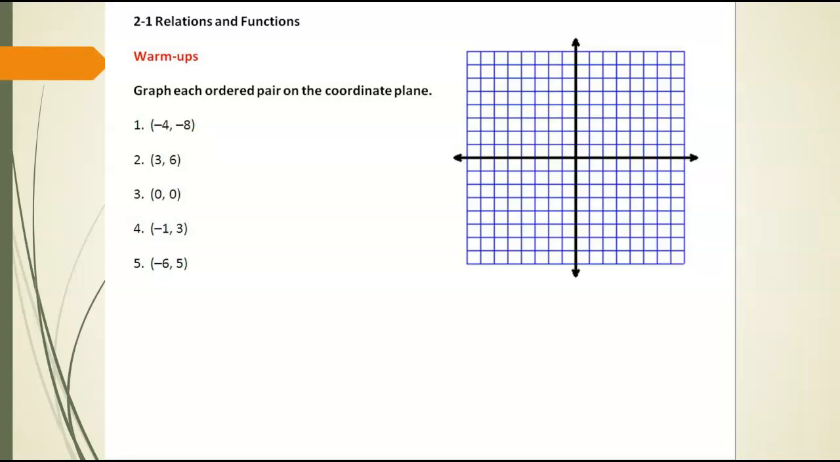So we have point number 1, (-4, -8). That tells you it goes left on the x-axis 4 units and down 8 units on the y-axis. So that's the point down there. (3, 6) tells you 3 units on x, 6 units up on y.